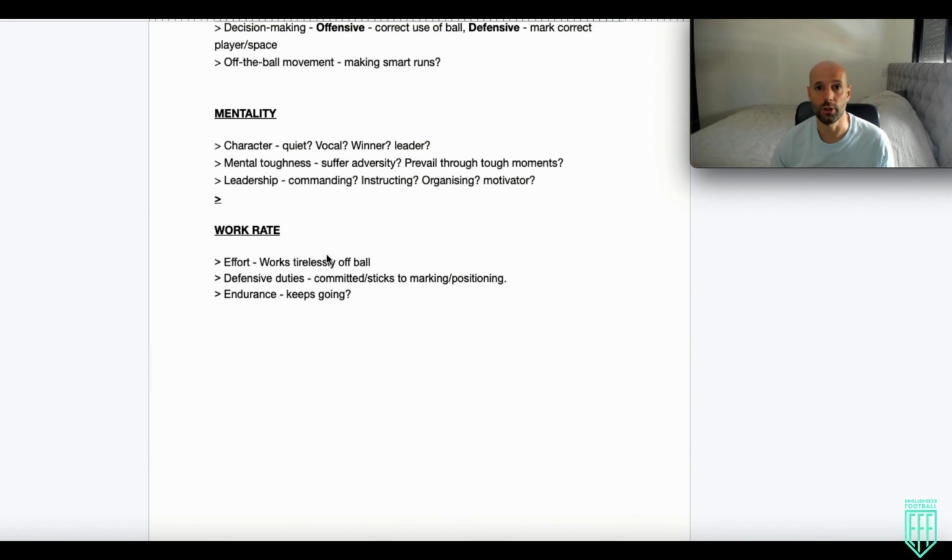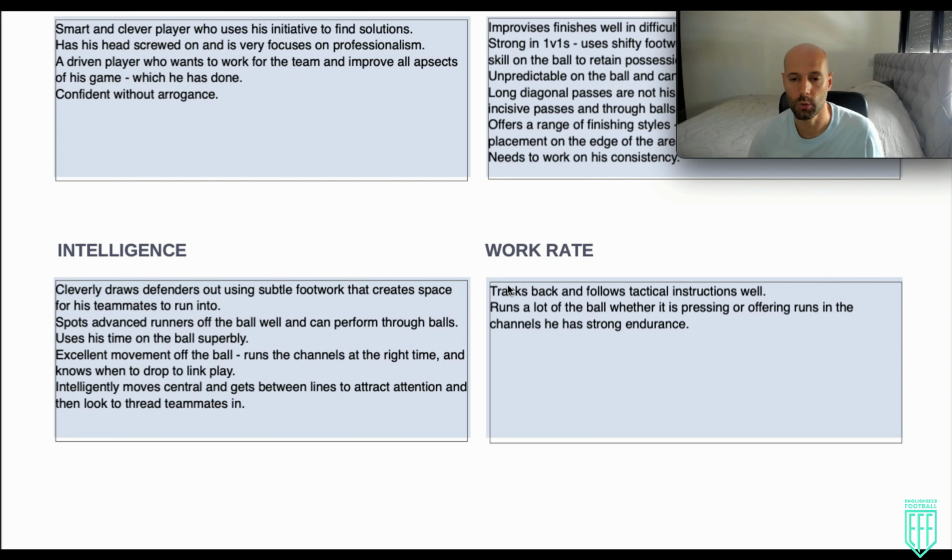So let's have a look at how you can use these in the report. So we have work rate. I didn't put too much here because on some occasions you don't really need to say too much. Maybe it's a little bit about how they operate in the system, like the work they're doing off the ball, and not much else. So: tracks back and follows tactical instructions well. So I watched him defensively, and he was tracking back, following runners, closing off spaces.